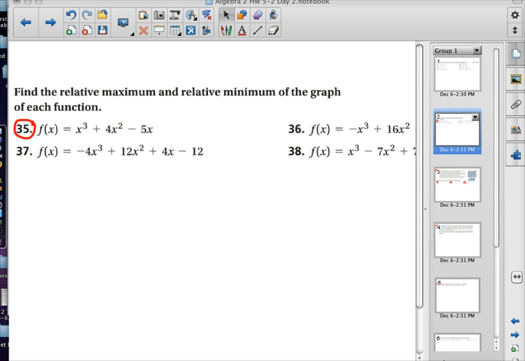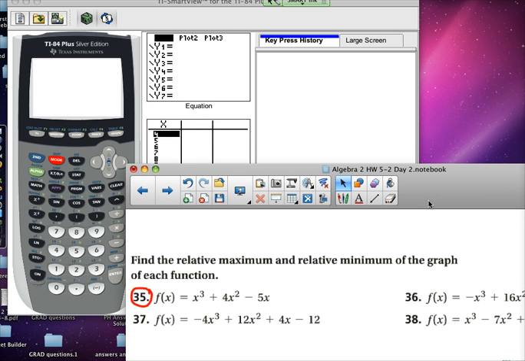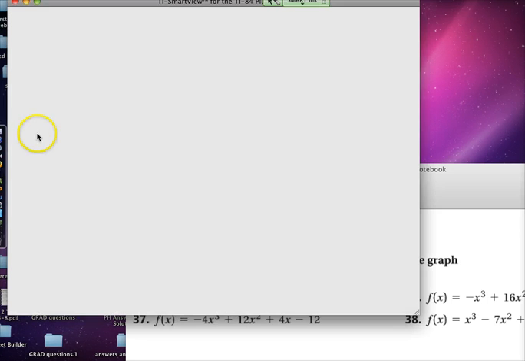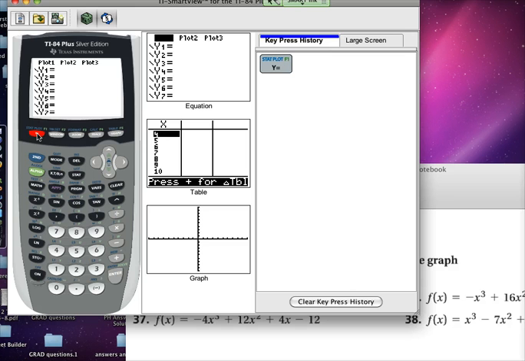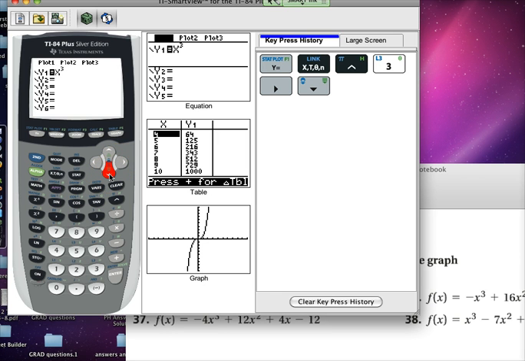Well, in order for us to find that max and min, we're showing you how to do that on your graphing calculator. So grab your graphing calculator and punch this function into the y equals category here. So y equals, and then we put in number 35, which is x to the third, so x caret symbol 3, and then I have to bring that down to do the next term.